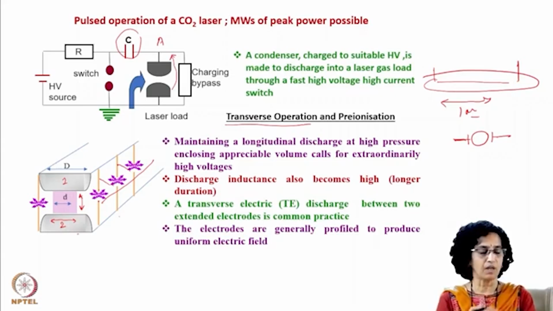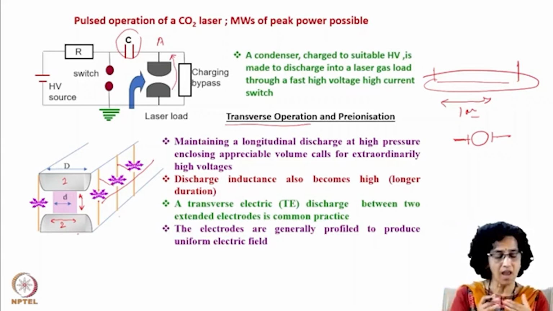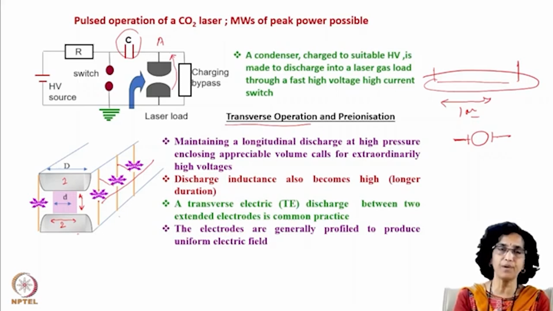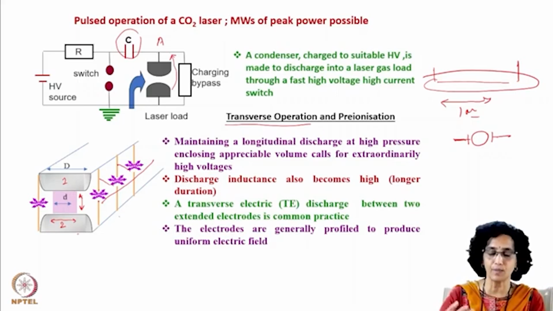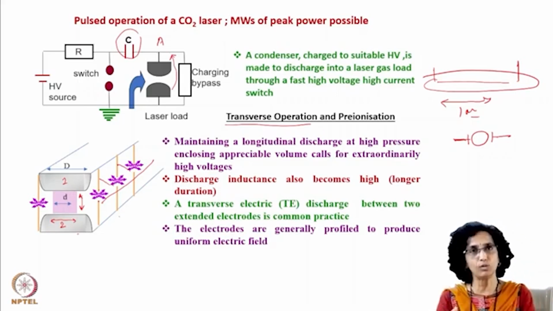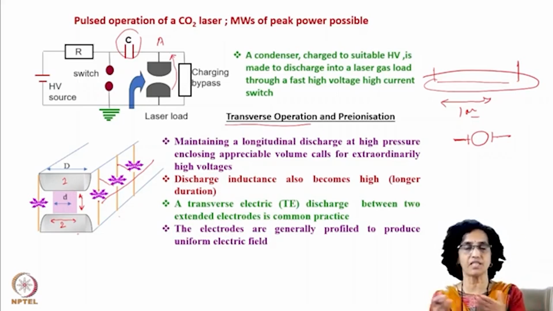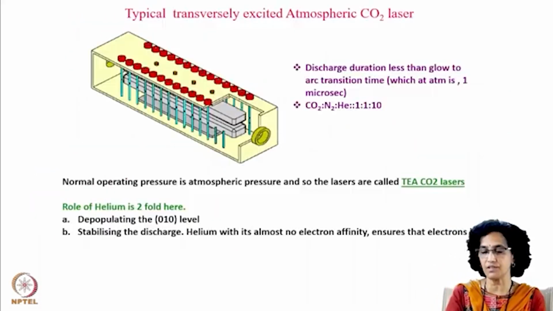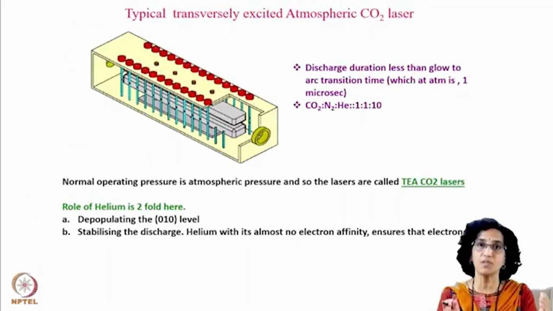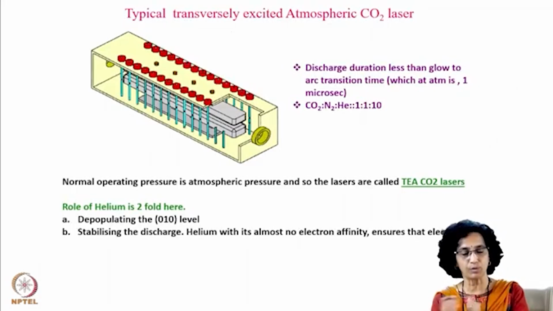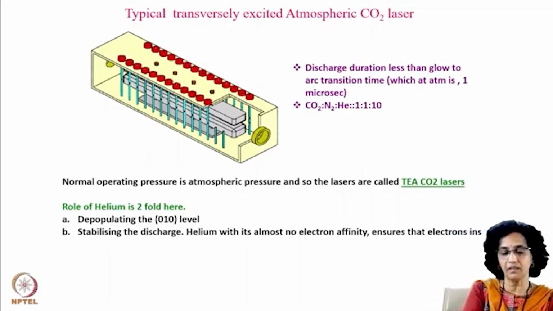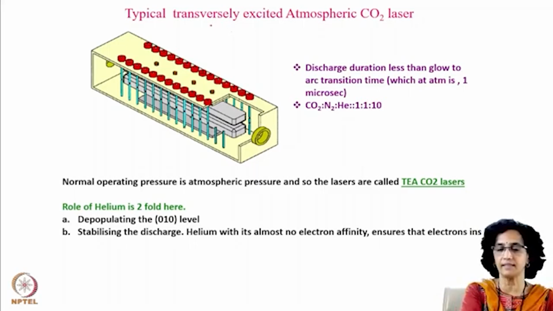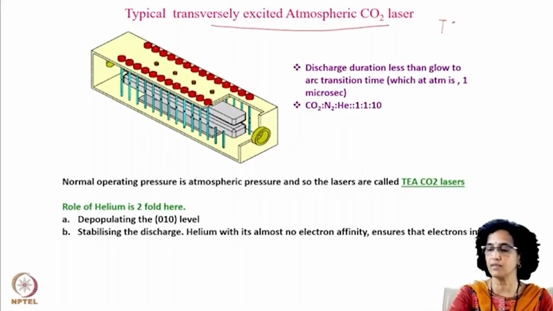So this is how one creates a uniform glow discharge. And once you have glow discharge, then what happens? Then you have the excitation of the species, CO2 as well as nitrogen. Nitrogen transfers its excitation to CO2 molecules. You have population inversion created. And once you have population inversion, then if you have a proper resonator cavity in place, you can have an output. So this is a typical look of a transversely excited atmospheric CO2 laser, a TEA CO2 laser.